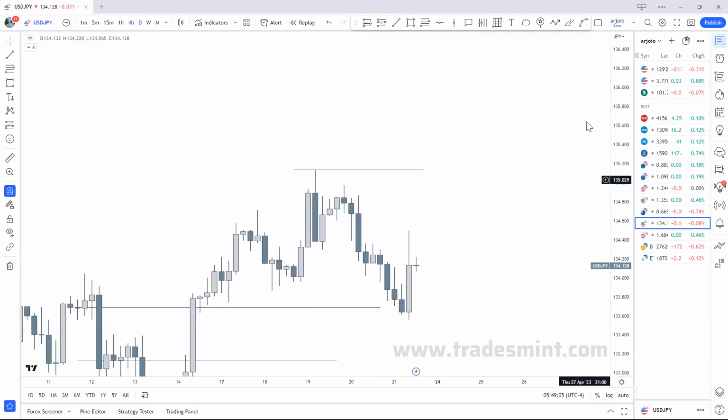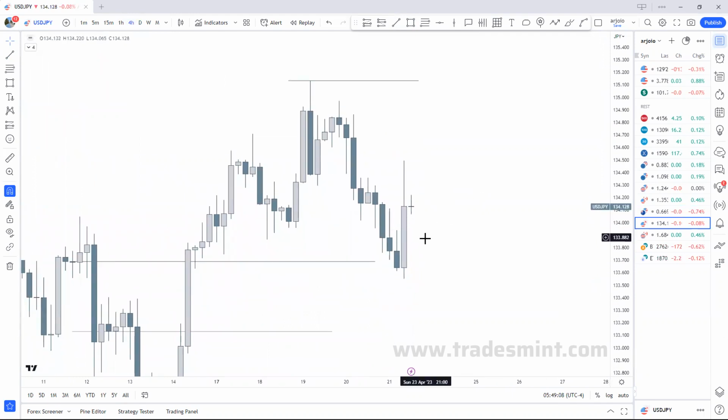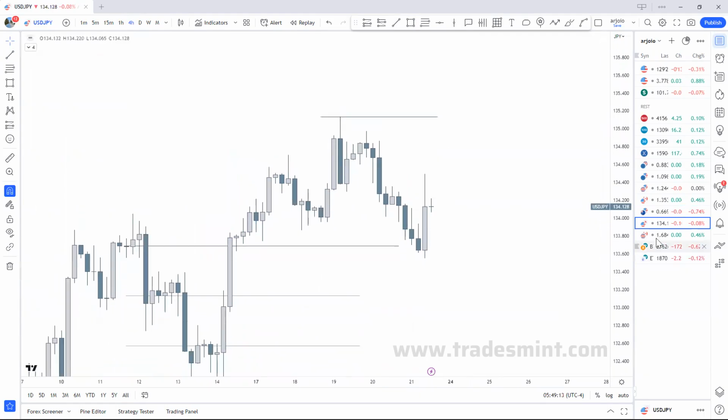On the 4-hour, we are creating a fair value gap. So if we do want to continue higher, we could see a sting into this 4-hour fair value gap and then a continuation higher.